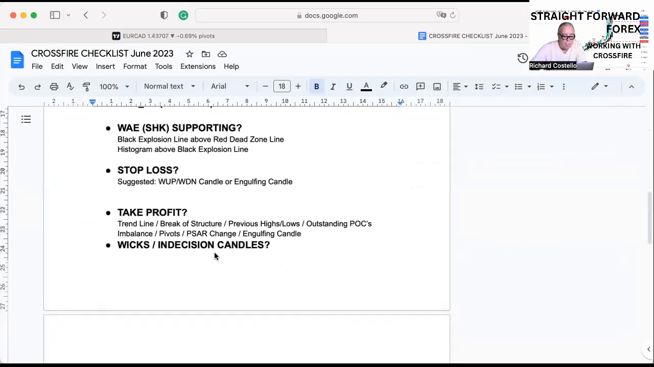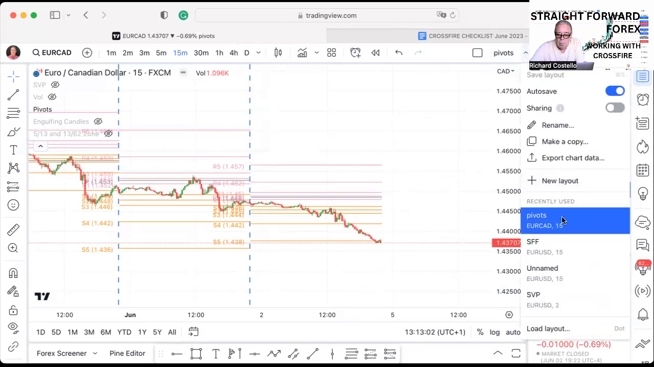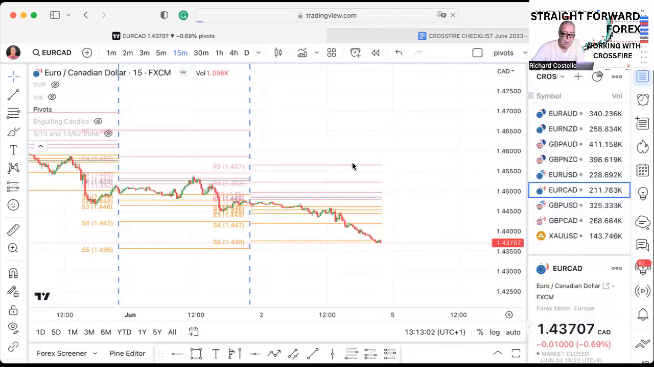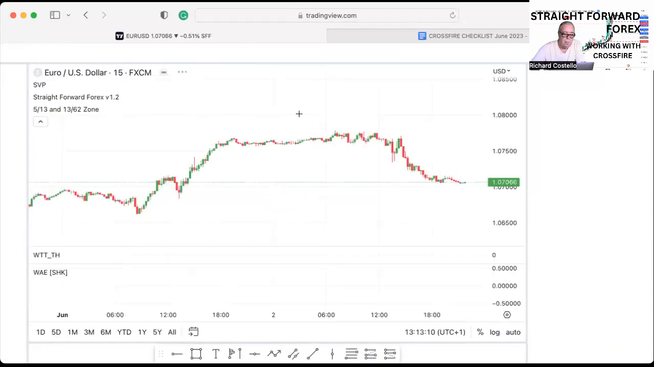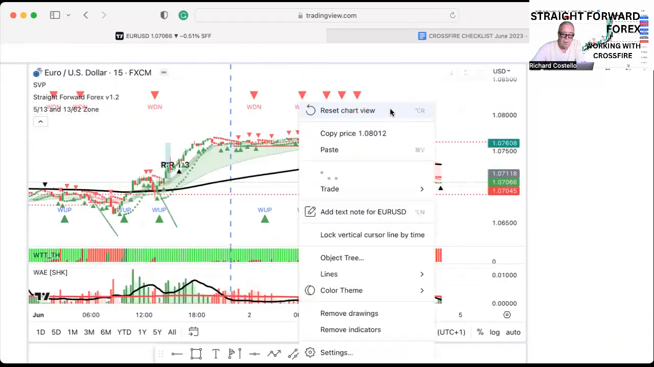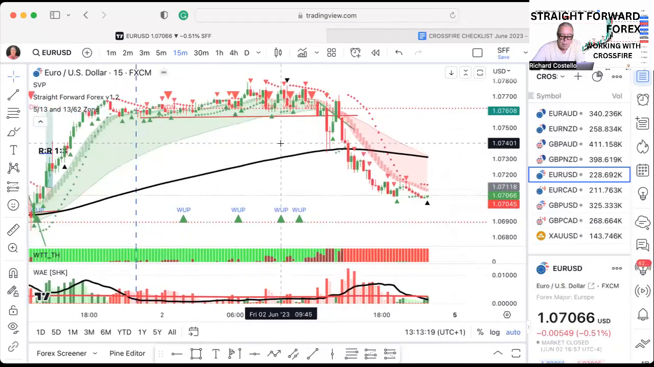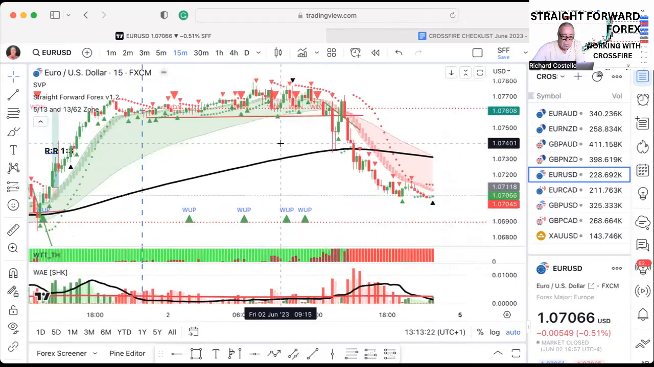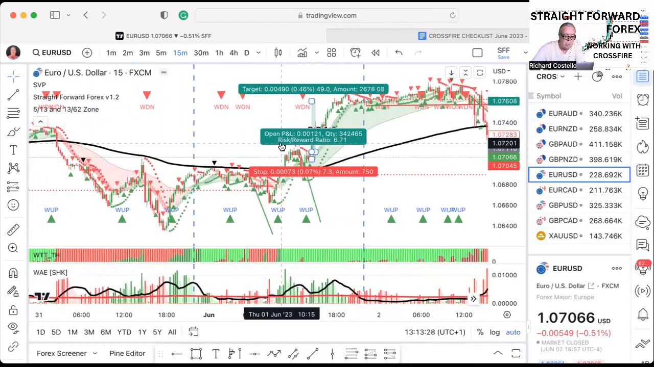But the only other thing I wanted to discuss was wicks and indecision candles. If you've been on my live sessions, you'll know I get, I'm going to go back to, if I save the pivots and then click on that arrow, I can go back to SFF, and it gives me a different view of the same chart. So, okay, let's reset that chart. That's not the best example. Just bear with me until I find a good example.